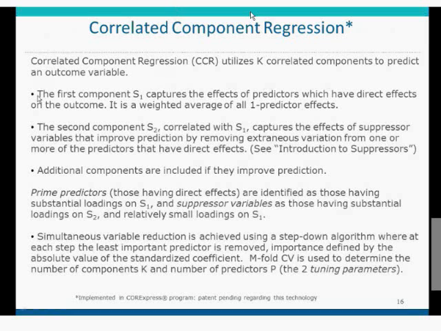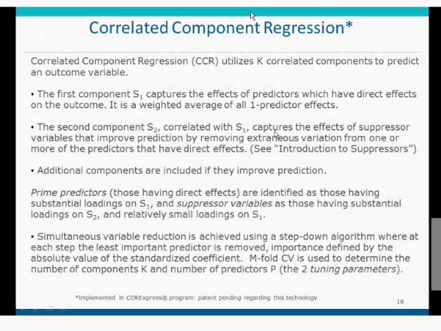It turns out that the first component captures the effects of predictors which have what I call direct effects on the outcome. It's a weighted average of all one-predictor effects. I'll define that specifically. The second component, correlated with the first, captures the effects of suppressor variables that improve prediction by removing extraneous variation from one or more of the predictors that have direct effects. I'll be talking more about that.